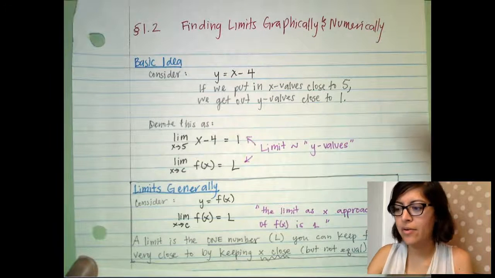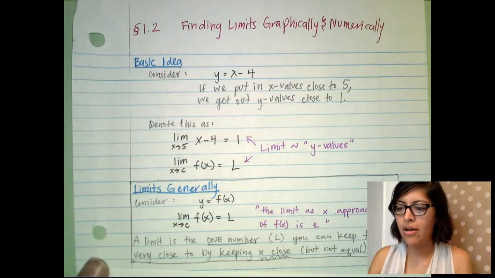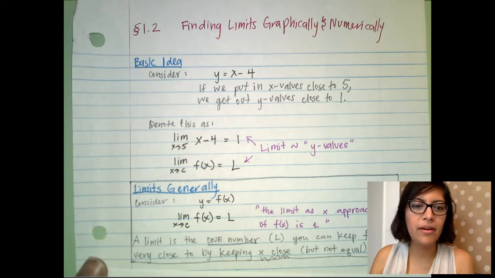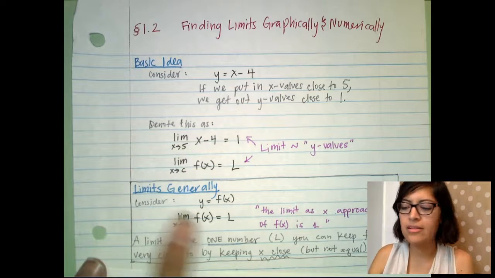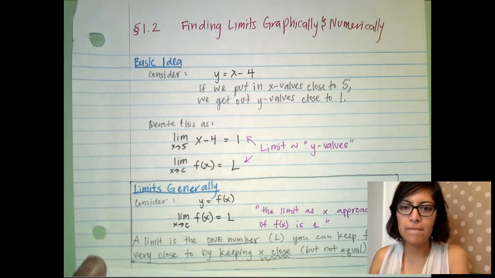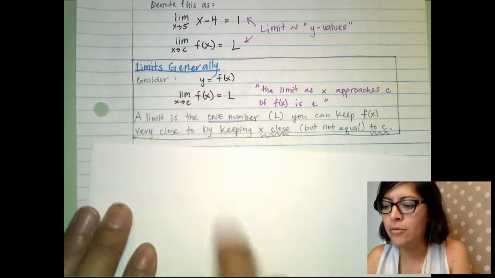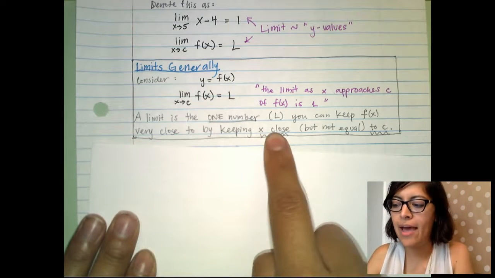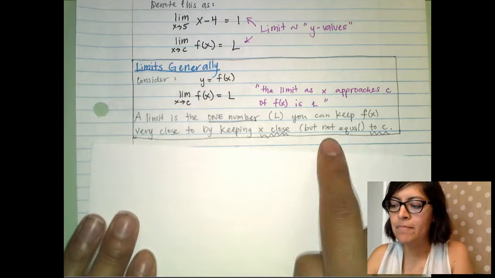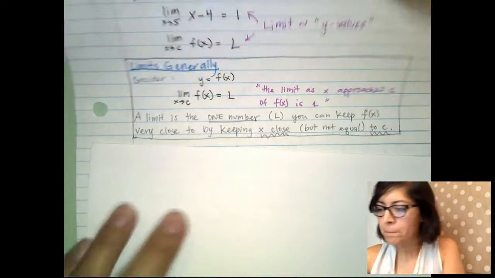Hey guys, earlier today we looked at the introduction to this section on 1.2, finding limits graphically and numerically. And we looked at the big idea of what limits were, and what they were generically. So remember, just to remind you guys, the limit is one number, L, that you can keep f of x very close to by keeping x close to c. It doesn't necessarily have to be equal to c in order for there to be a limit.